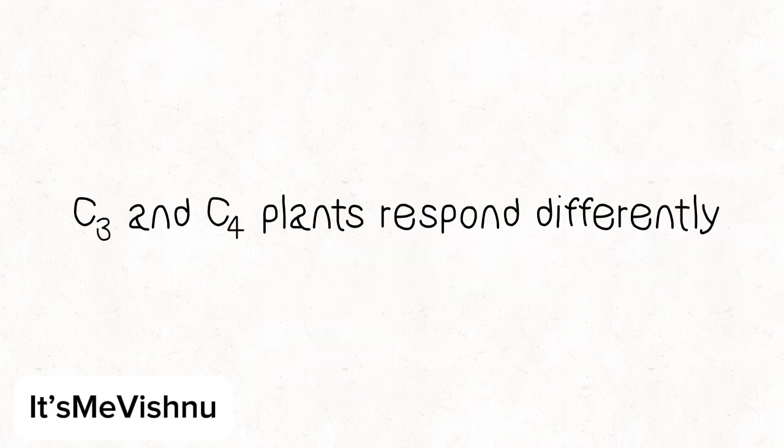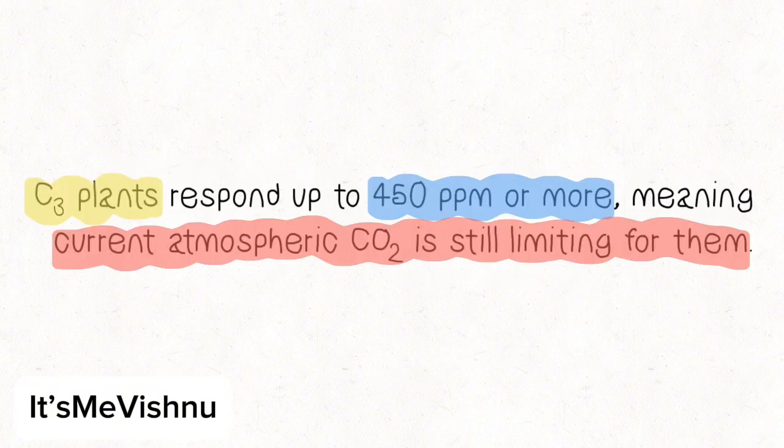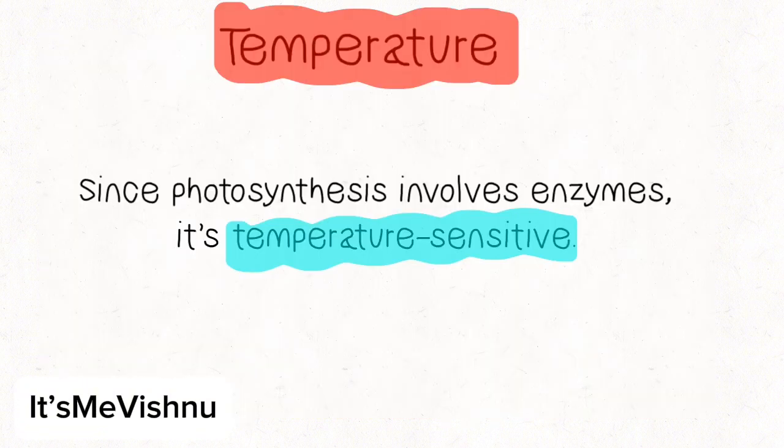C3 and C4 plants respond differently. C4 plants reach saturation at around 360 parts per million. C3 plants respond up to 450 parts per million or more, meaning current atmospheric carbon dioxide is still limiting for them. That's why greenhouse farmers often enrich the air with carbon dioxide for crops like tomatoes and bell peppers to increase their yield. Temperature. Since photosynthesis involves enzymes, it's temperature sensitive.